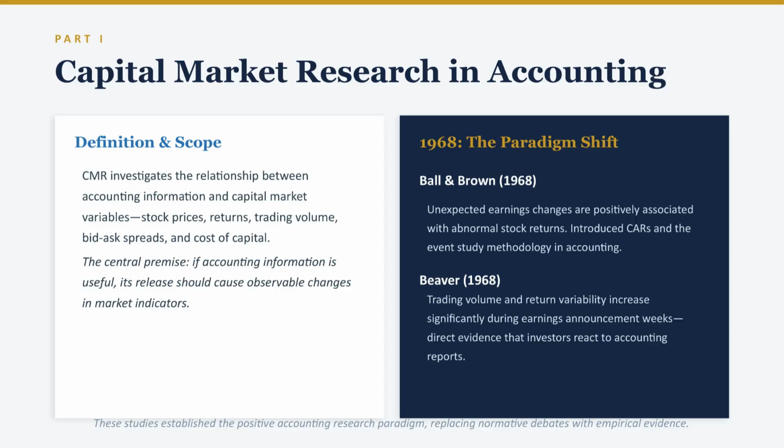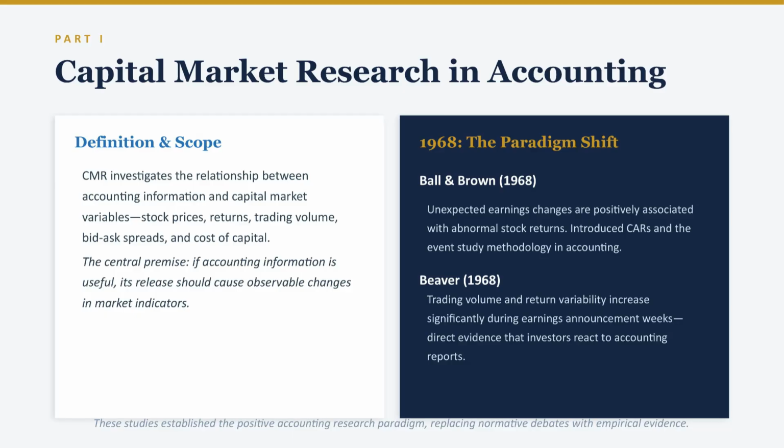Capital market research in accounting, CMR, is an empirical research stream that investigates the relationship between accounting information and capital market variables such as stock prices, returns, trading volume, bid-ask spreads, and the cost of capital. The central premise is that if accounting information is useful for decision-making, then the release of such information should be associated with observable changes in capital market indicators.